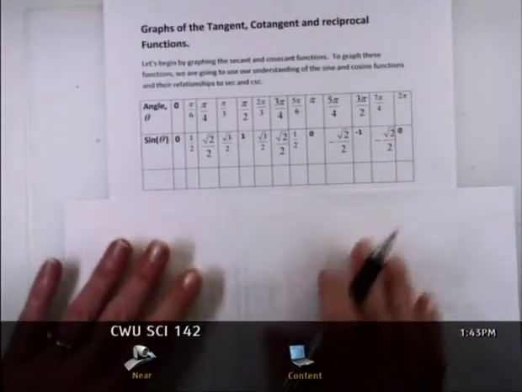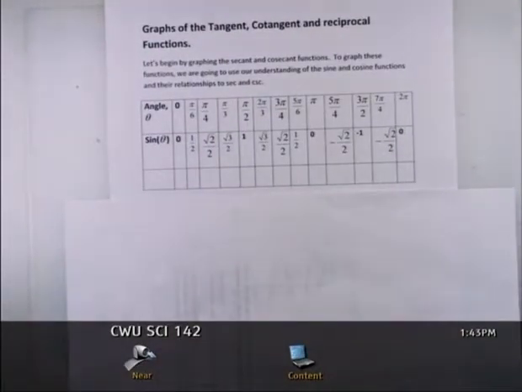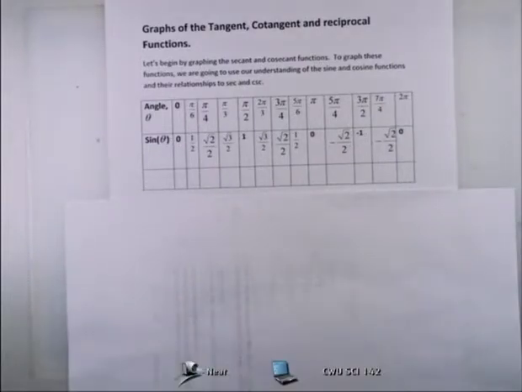All right, we're going to begin, which is probably a little bit backward to what your textbook does, but I like to begin by graphing the secant and cosecant functions. The reason I want to do these is because we already know how to graph the sine and cosine, and so we're going to use our knowledge of those two functions and the fact that these are inverses of one another to graph these new functions.